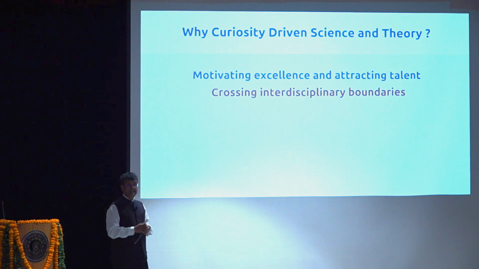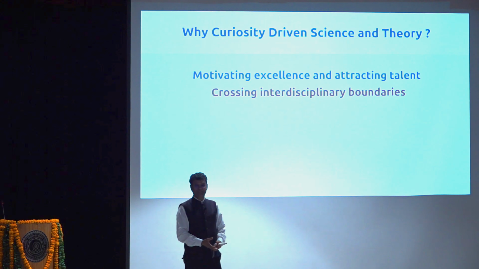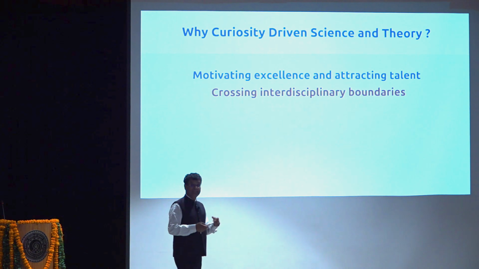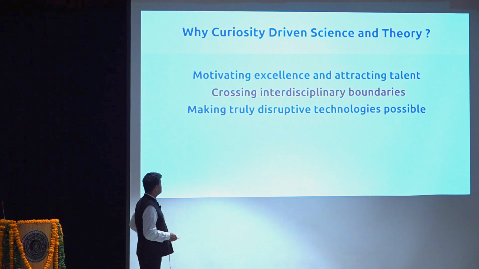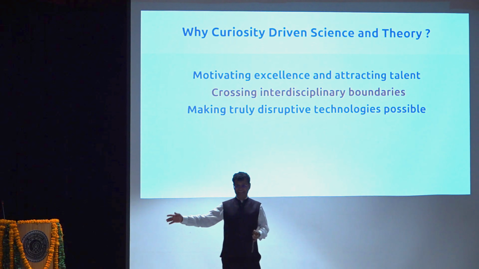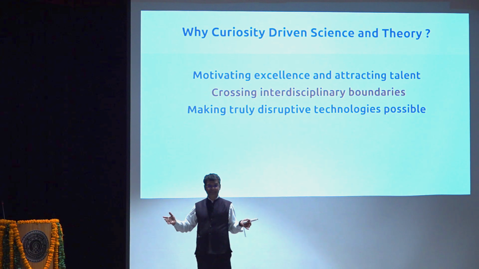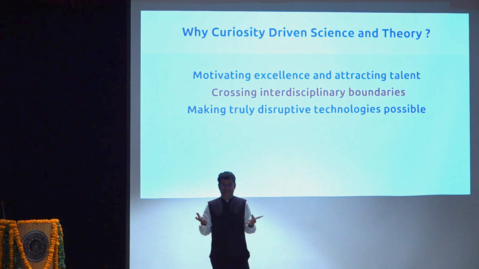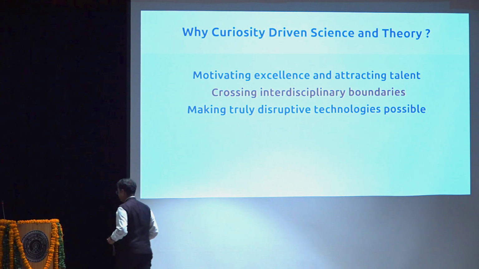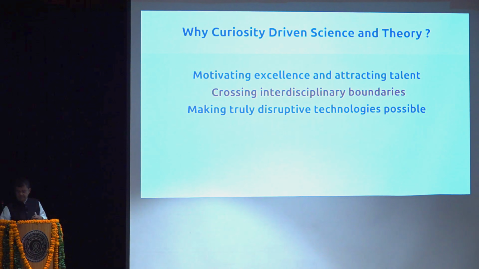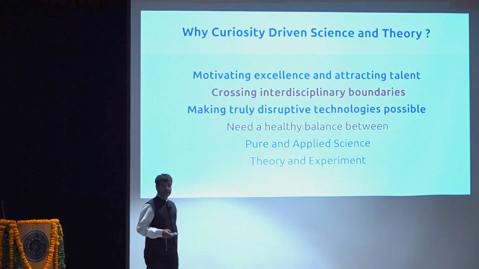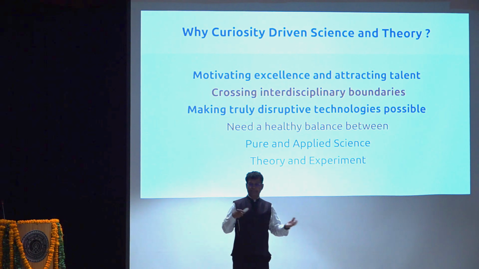As I see it, science is a whole, it's a very organic object. You cannot just say that I want this part and I don't want the other part. So you need somebody making truly disruptive technologies possible. For example, neural networks, which really underlie AI, were formulated by a statistical physicist thinking about somewhat different motivations. But of course you need a healthy balance between pure science and applied science.